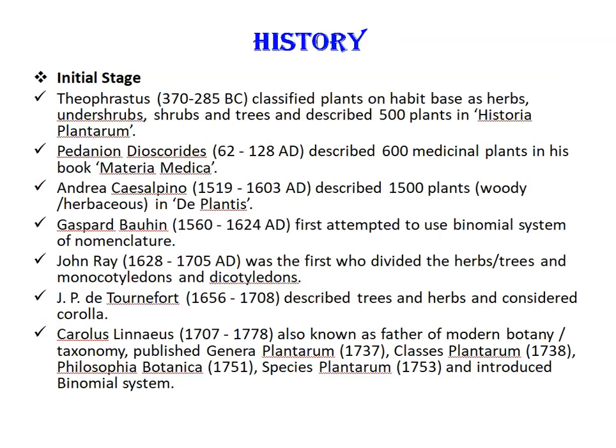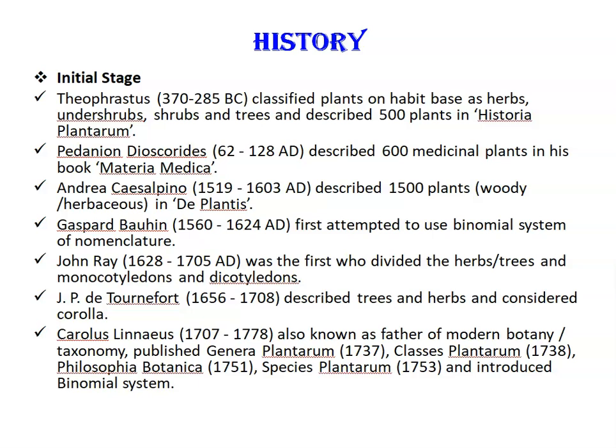Next is history of classification. We will discuss history under different stages. So first we'll start with the initial stage. Theophrastus, 370 to 285 BC. Theophrastus was a Greek naturalist and also known as father of botany.